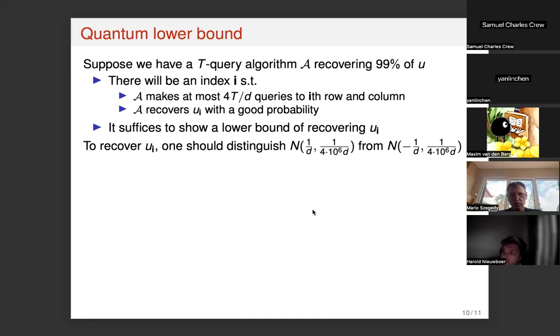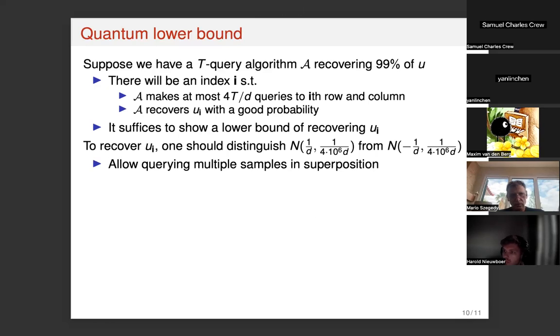By the same averaging argument, the query measure you spend on the ith column and row is at the end 4T over D, sorry. So at the end, if one really wants to show the D to the 1.5 lower bound for this problem, it suffices to show that to recover U_i, you need a square root of D quantum queries to distinguish N(1/D, ...) from N(-1/D, ...).